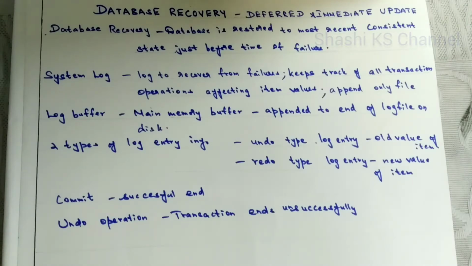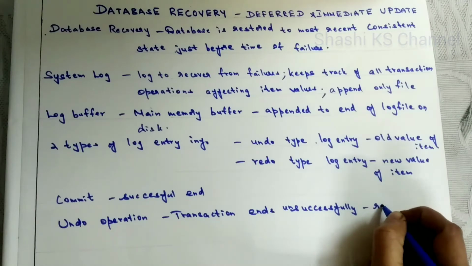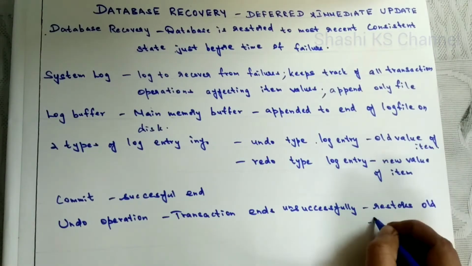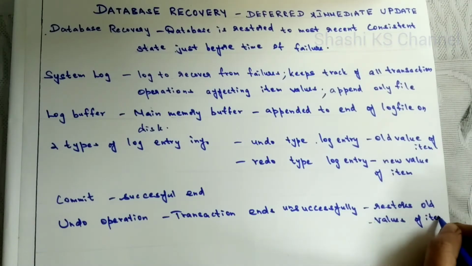So undo is basically done to restore the old values of data items. The undo operation basically restores the old values of data items.